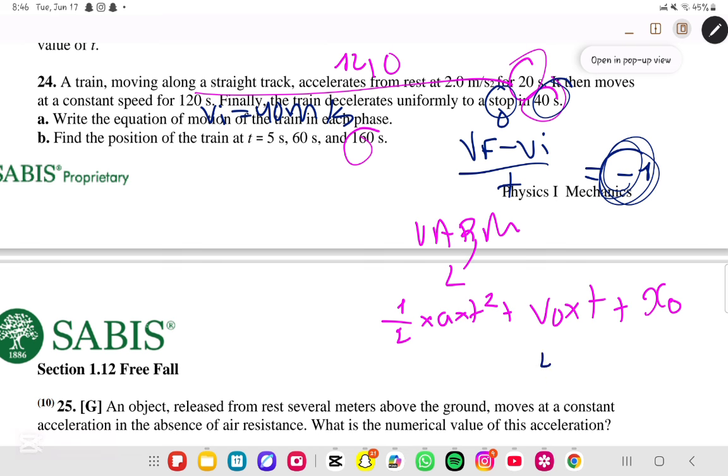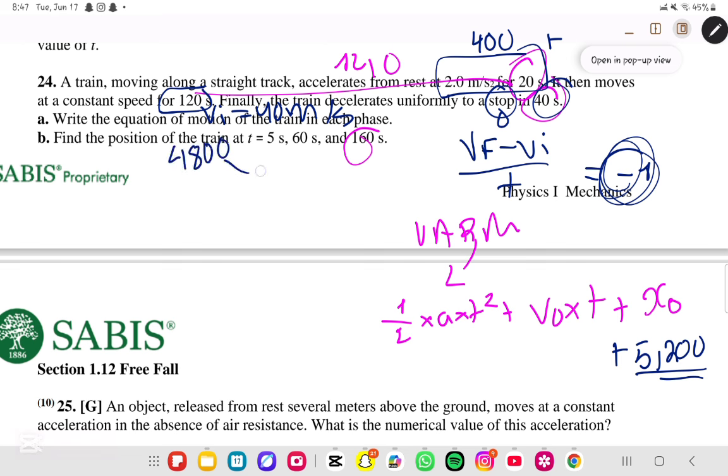So let's just fill in the blanks. X initial, if you remember, we found it to be 5,200. By the way, how did we get 5,200? By doing the total distance here, which was 400, in addition to the total distance here, which was 40 meters per second times 120, which is 4,800. So we added 4,800 and 400, and we got 5,200.